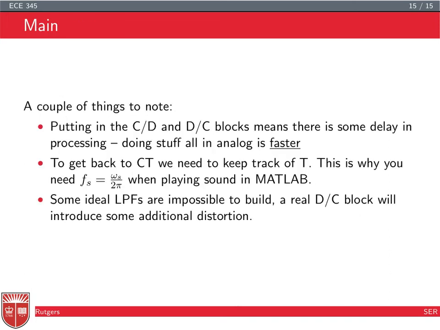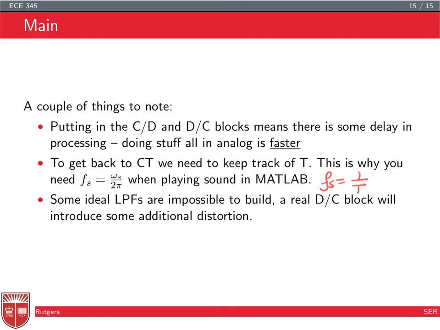Now, some comments about practice: the C to D or D to C converters actually mean more processing, which means there is some delay. This is why sometimes doing things in analog is faster. Also, to get back the continuous time in MATLAB, you need to determine T and set the sampling frequency f s equal to omega s divided by 2 pi. So the sampling frequency is basically 1 over T.